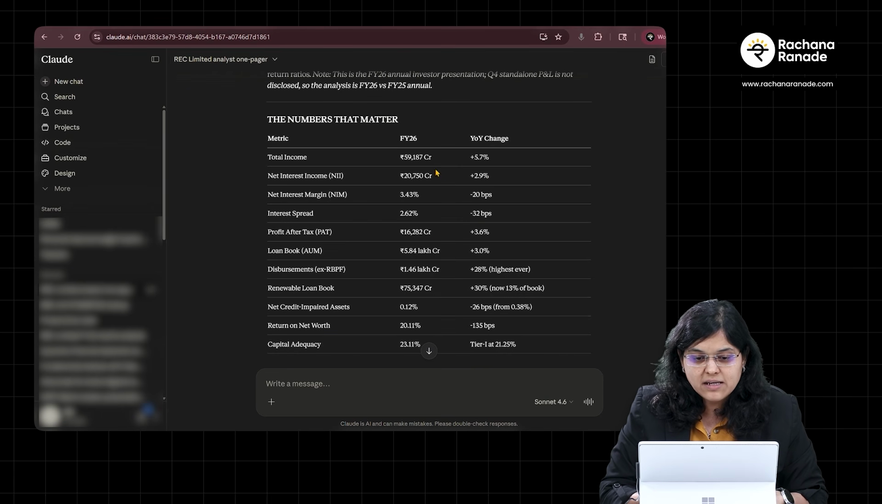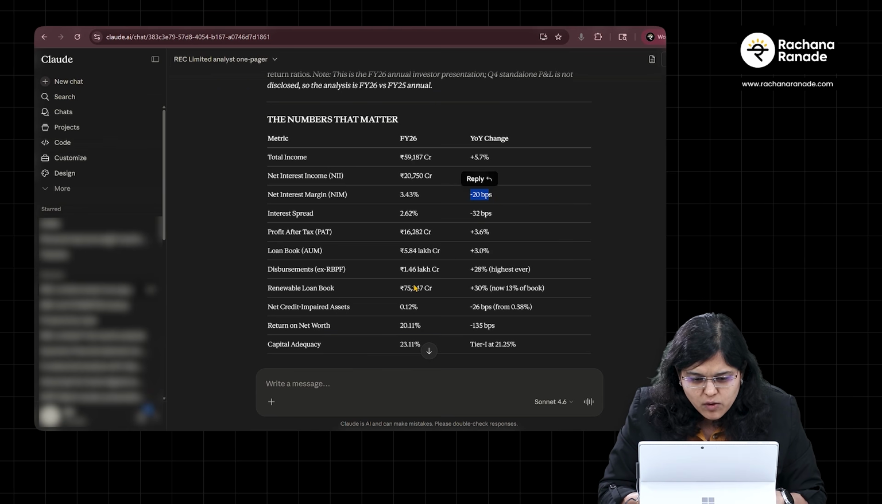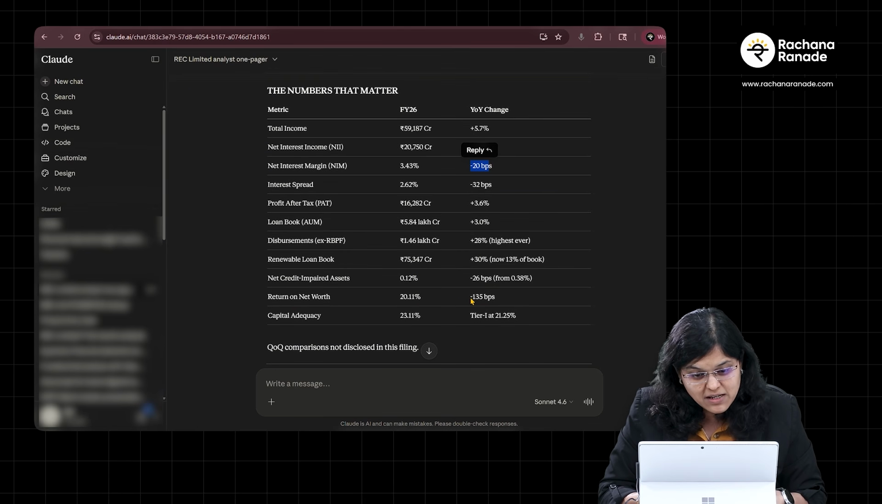So let's check quickly. See, NIMs have gone down, like we mentioned, right? Margin compression, NIMs have gone down by 20%. If you remember, it had also mentioned some return ratios. See, return on net worth has gone down, but very important, disbursements have gone up by 28%. This is like the highest ever.